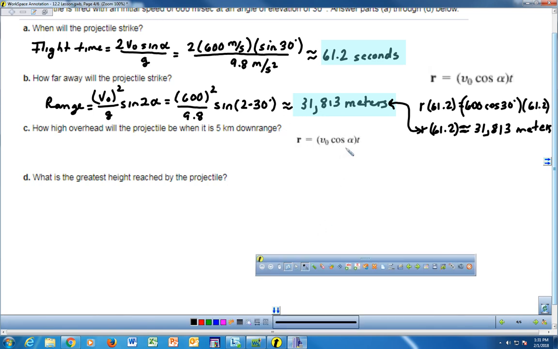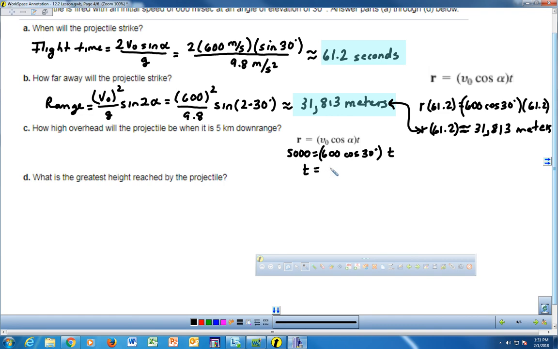Okay, and the first thing that I'm going to do is find the time that it's going to take for it to be 5 kilometers horizontally. So when the position is at 5 kilometers, but since the formula is in meters, I need to turn it to meters, so it would be 5,000 meters, because each kilometer is 1,000 meters, right? So 5,000, the initial velocity is 600 times cosine of the angle, which is a 30-degree angle, and all we want to do is find the time that it takes for it to get to those 5,000 meters horizontally. So I'm going to solve for t.